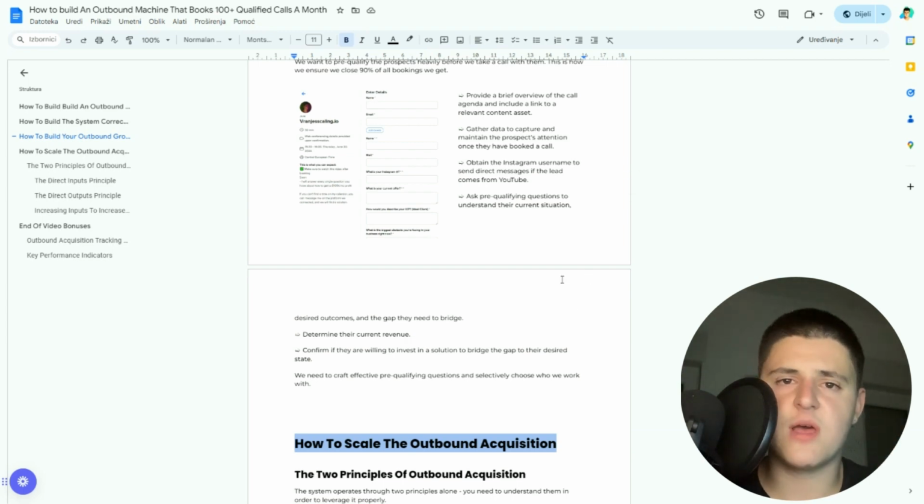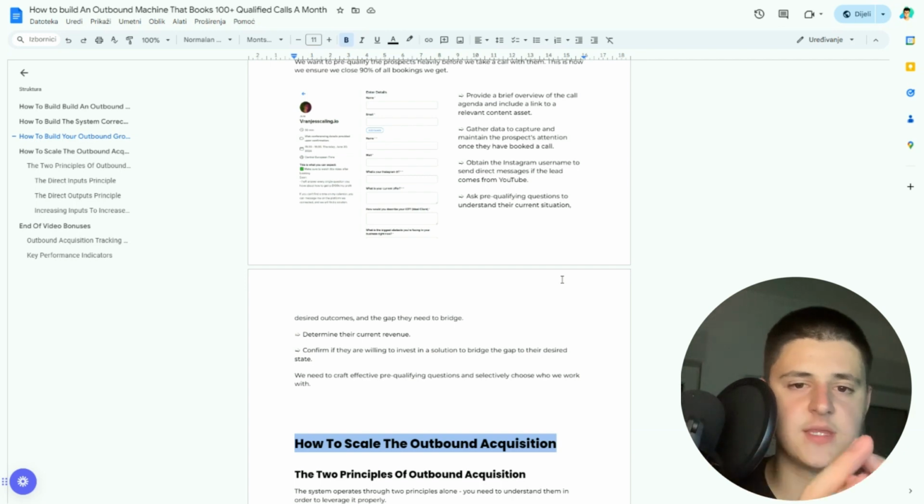So we need to craft effective pre-qualifying questions and selectively choose who we work with. And this is the best way. We just need to select the prospects we want to leverage and we want to work with, and that's it.